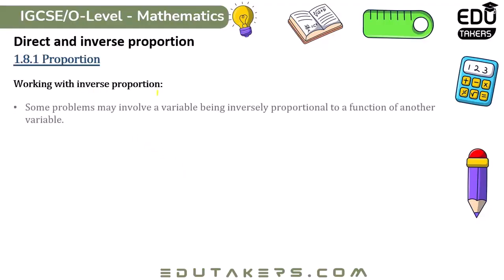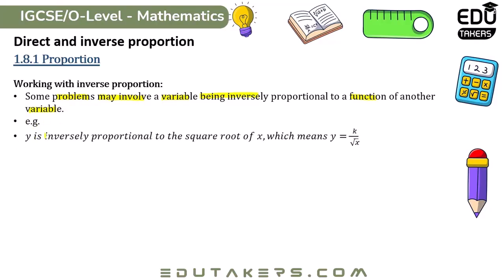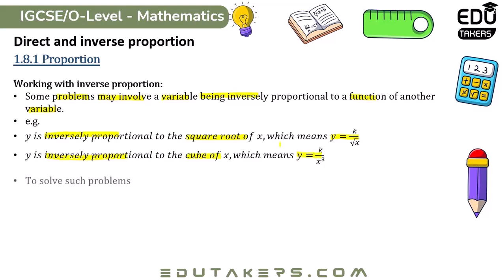Working with inverse proportion. Some problems may involve a variable being inversely proportional to a function of another variable. For example, y is inversely proportional to the square root of x. That means y equals k over the square root of x. Y is inversely proportional to the cube of x. It means y equals k over the cube of x.